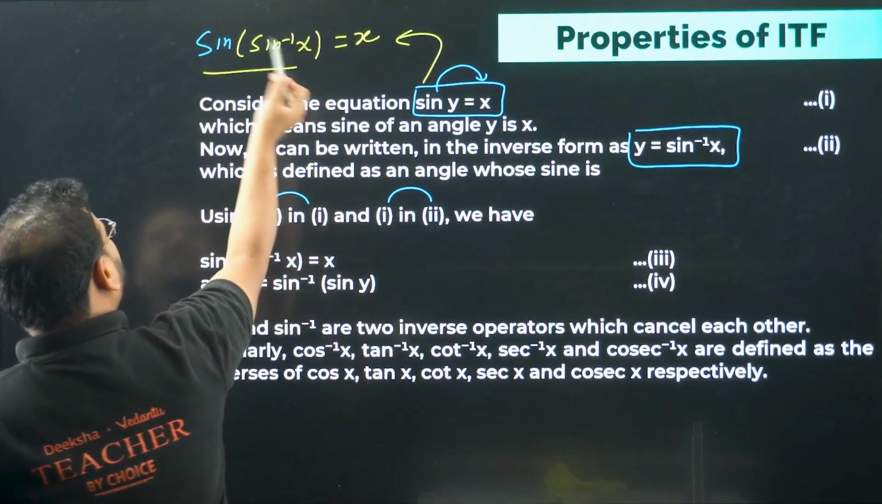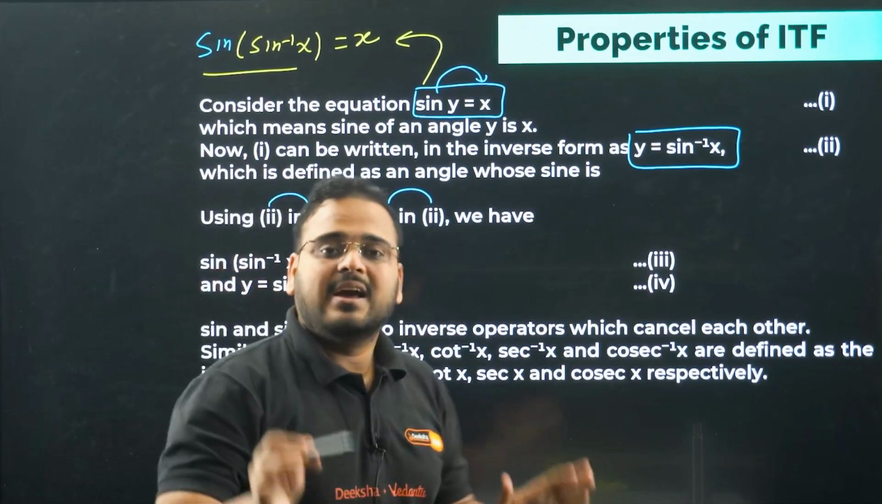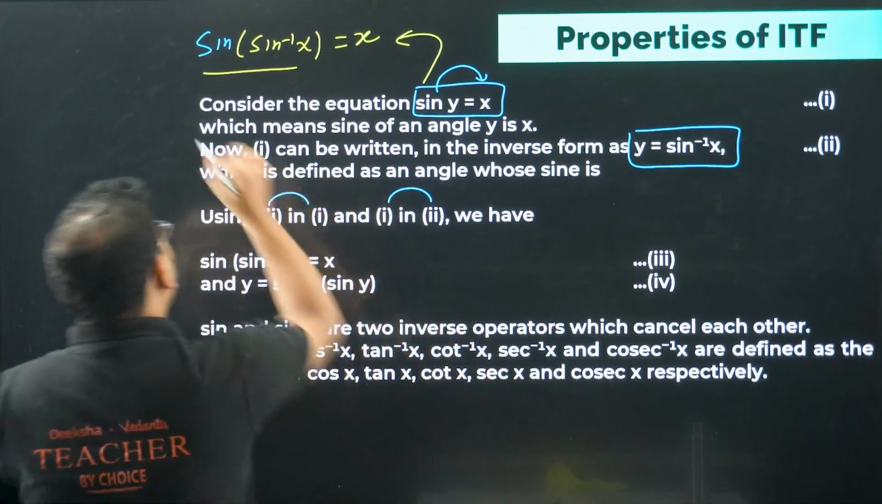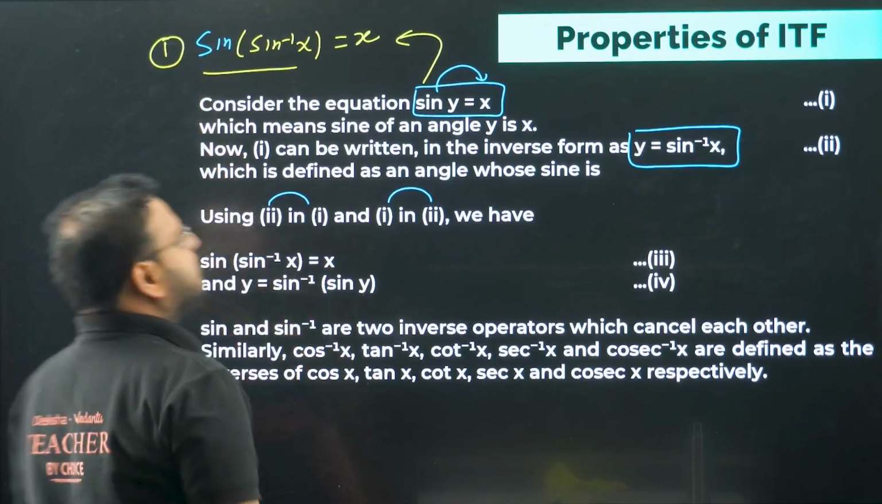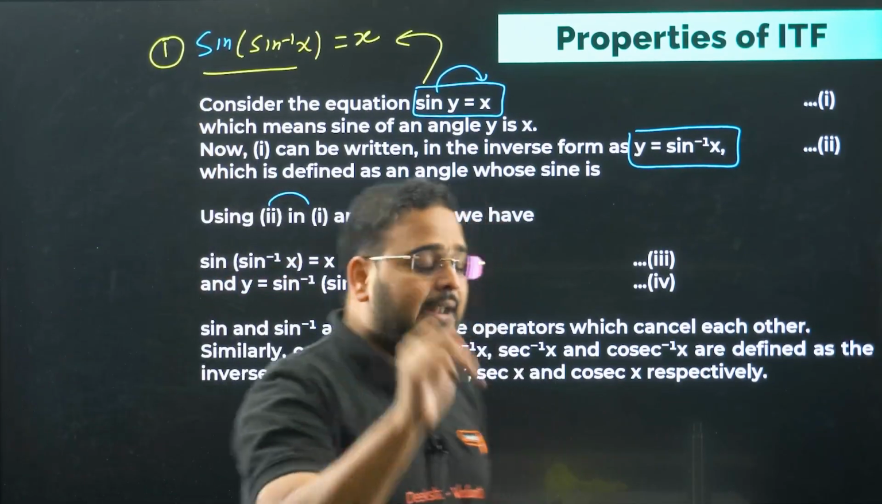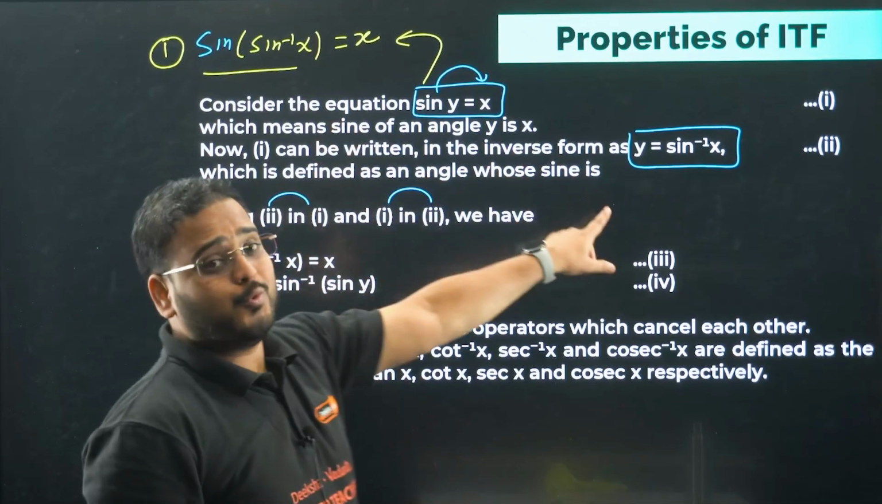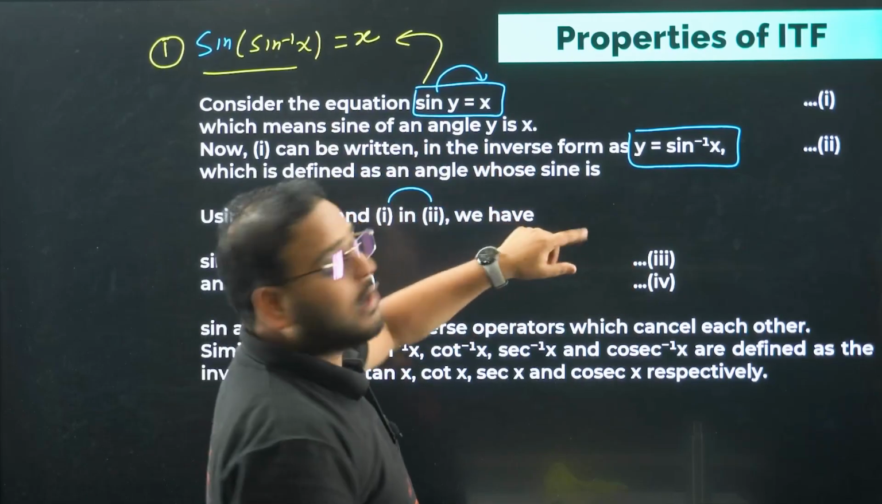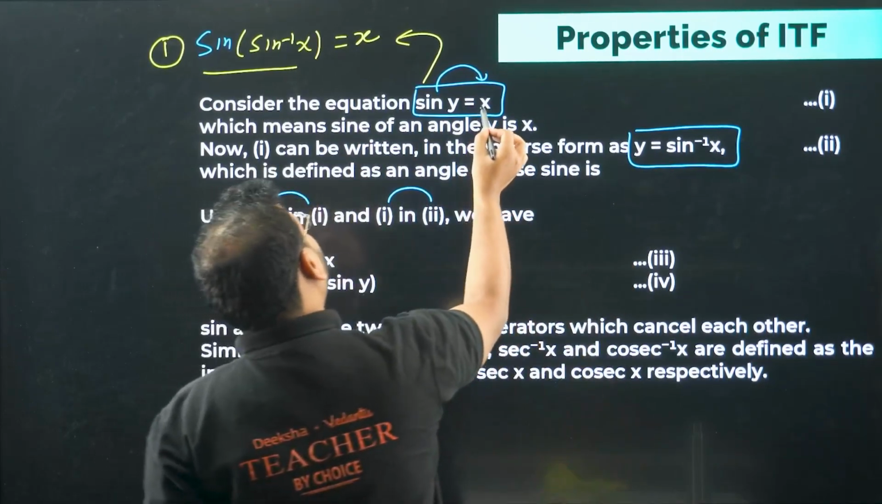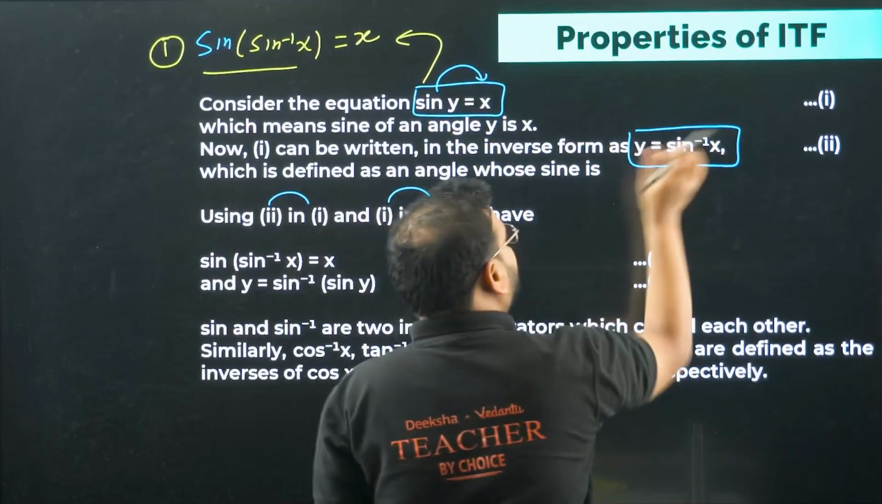So sine of sine inverse of x is nothing but the value x itself. This is my first result from the properties segment. Okay, next one, using 1. Using 1, how can you use that? So in this case, we'll get the value of x from 1 and put it over here.